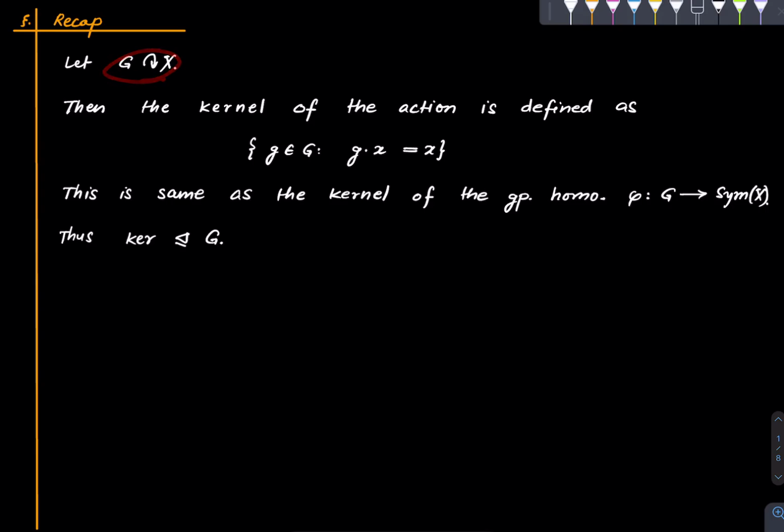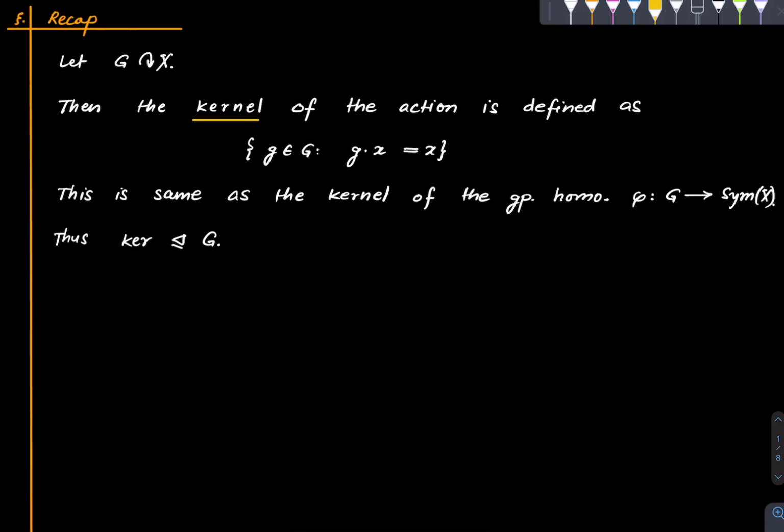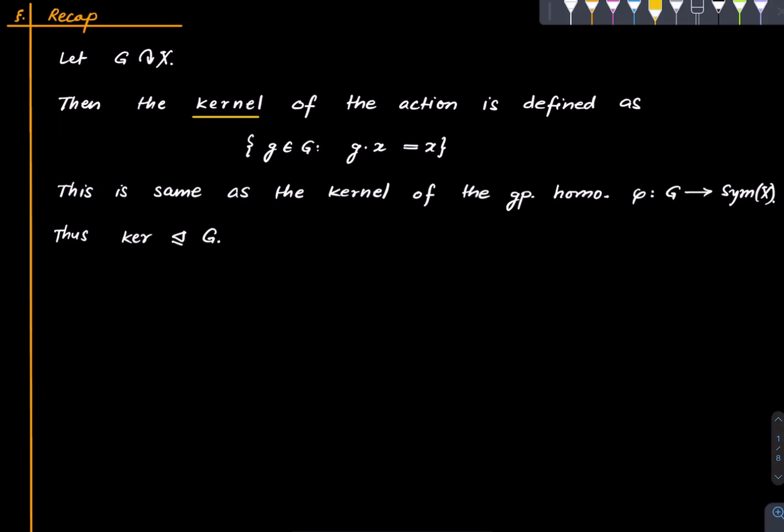So given an action of a group G on a set X, we defined the kernel of the action as those elements of G, those elements of capital G, which fix everything in the set that we are acting on. So that was the definition of the kernel of the action, and this was same as the kernel of the group homomorphism that we obtained out of the action.